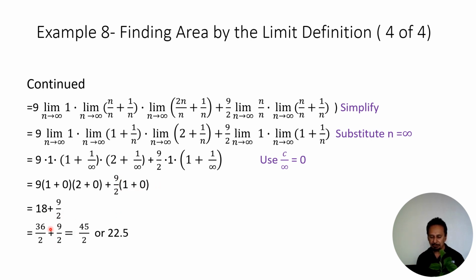Now we combine these. It looks like the LCD is 2, so we can rewrite 18 as 36 over 2. With the same denominator, we can add 36 plus 9 to get 45 over 2, and if you use a calculator, you get 22.5.